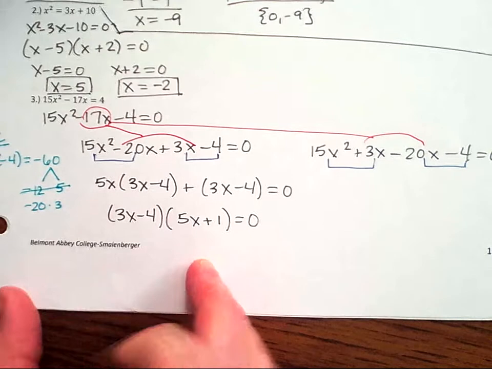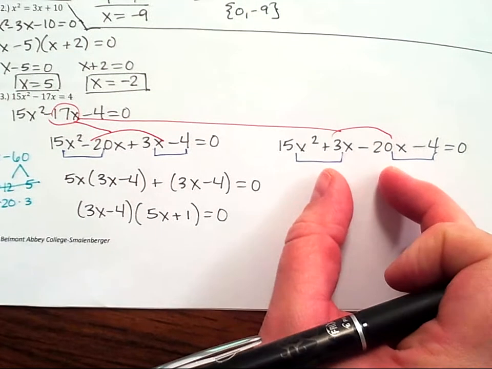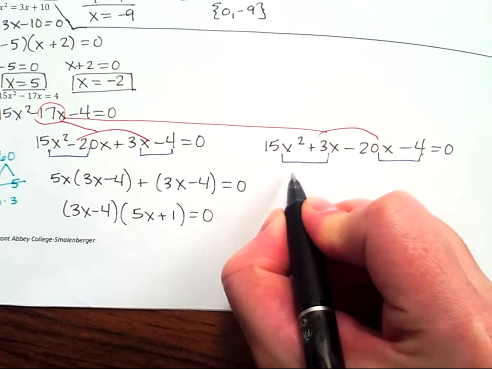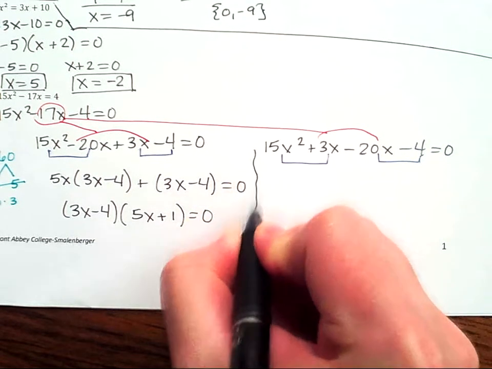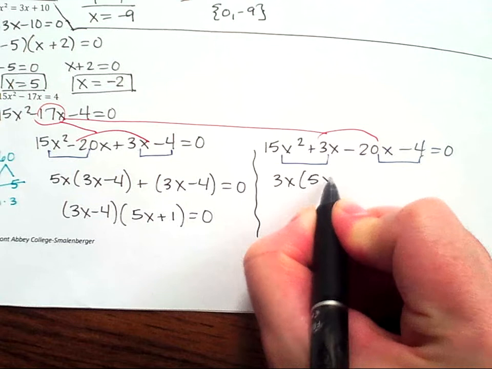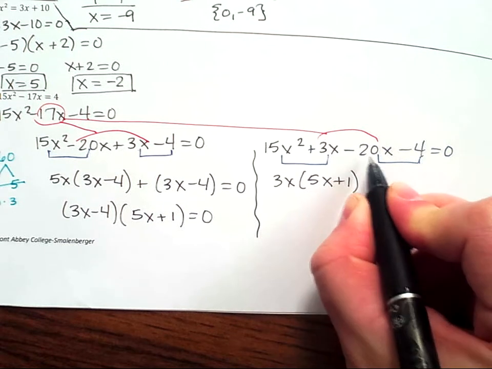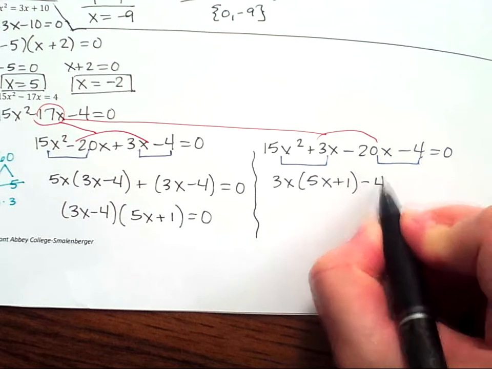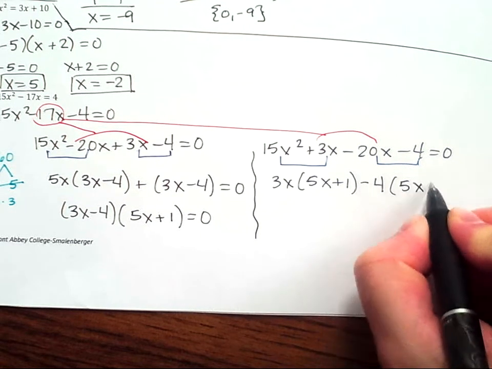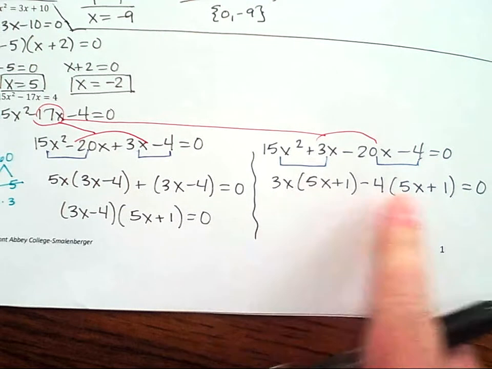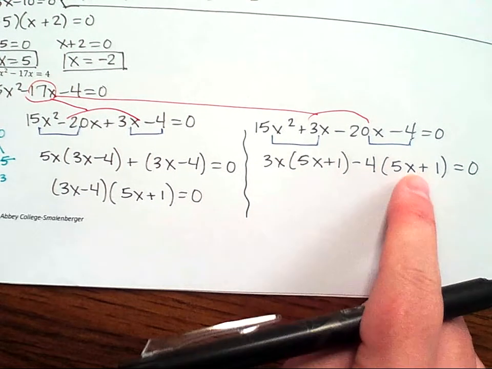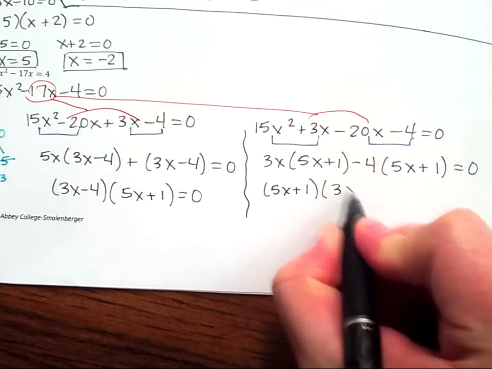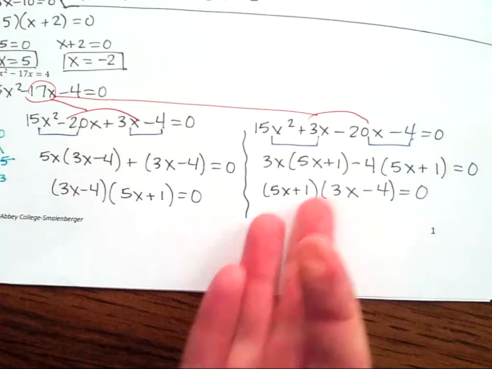And then if you did the opposite order, I can do that too, right? So what's common between 15x squared plus 3x? 3x. What's common between negative 20x minus 4? Negative 4. And I have 5x plus 1. So then between here, I have the common 5x plus 1. What I'm left with is 3x minus 4. So I got the same thing, right?